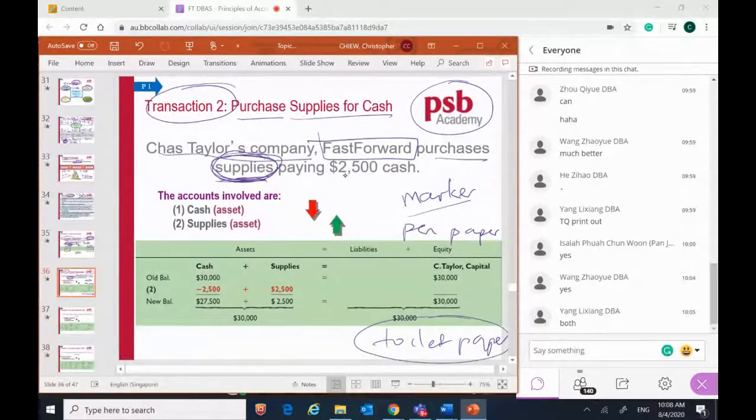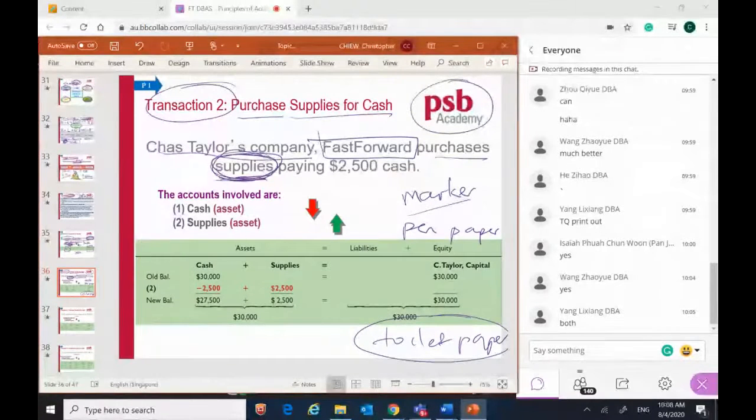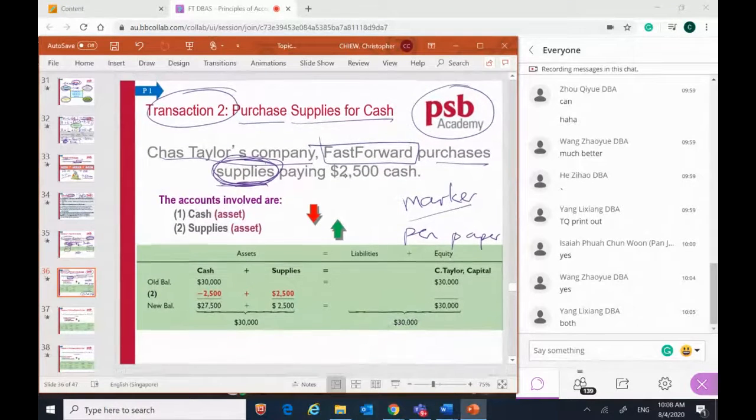But what about toilet paper? Some of you may ask, is toilet paper an asset? Does it provide benefits? Well, if you don't understand what benefits toilet paper can provide, the next time you need it, you will know. All right? So all this will provide benefits to the business. These are known as the assets.